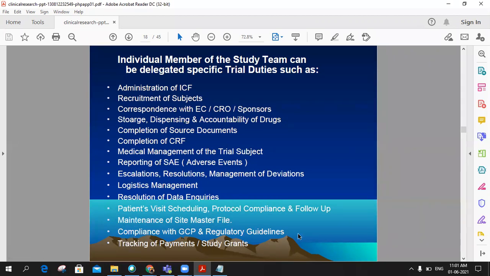And then compliance with GCP and applicable regulatory requirements. So the sites not only will follow the protocol of the trial, but they should also be compliant with GCP and all regulatory requirements. Compliant is adherence. They need to adhere to all the GCP and regulatory requirements. And then tracking of payments or study grants. The study team will not work for free, right? So they should be paid. So they also will need to track how much money they are receiving for these trials. Maybe sometimes the patients are also paid. And then the doctors, obviously, they are paid for conducting the clinical trials. So this study team will also be tracking their payments.